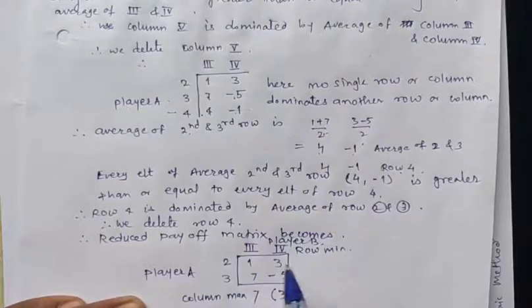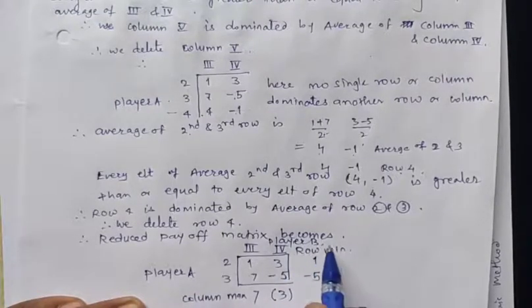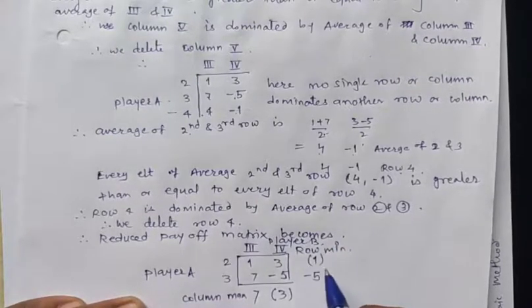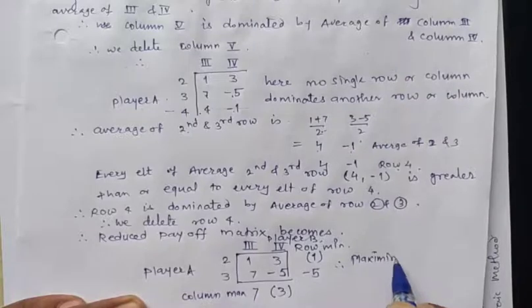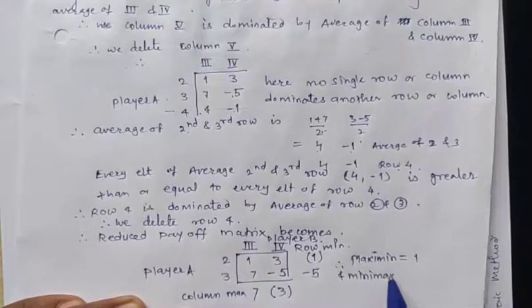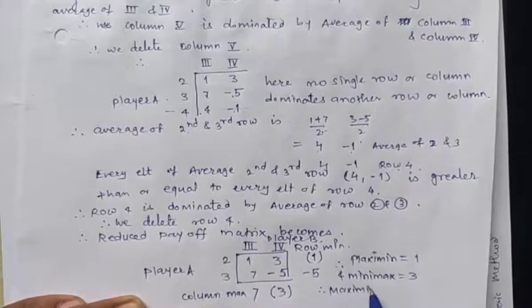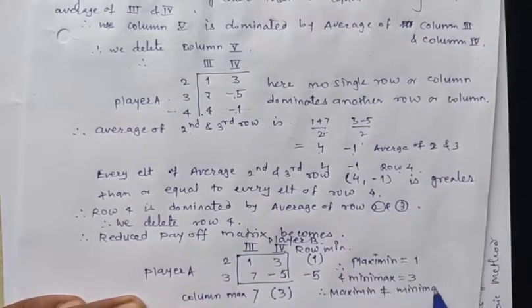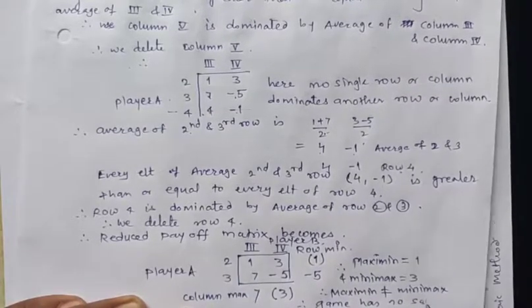Now next find the row minimum. Among 1 and 3 the minimum is 1, and among 7 and minus 5 the minimum is minus 5. So these are the row minima, right? Among these minimum values, we choose the maximum value, which is 1. So the maximin value is 1 and the minimax value, the minimum of the maximum values, is 3. Therefore the maximin value is not equal to the minimax value. Therefore the game has no saddle point.